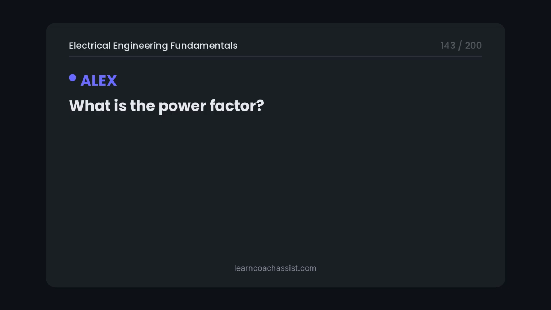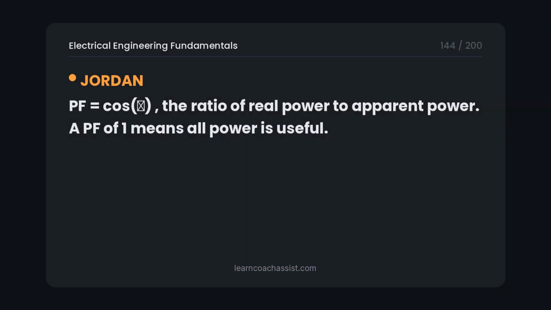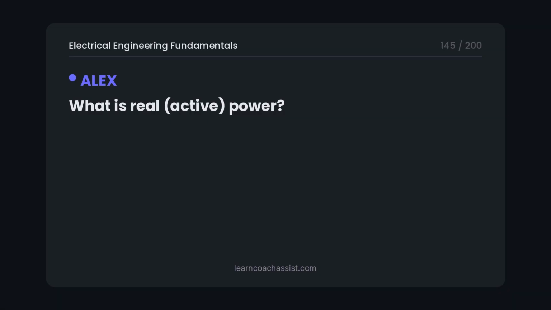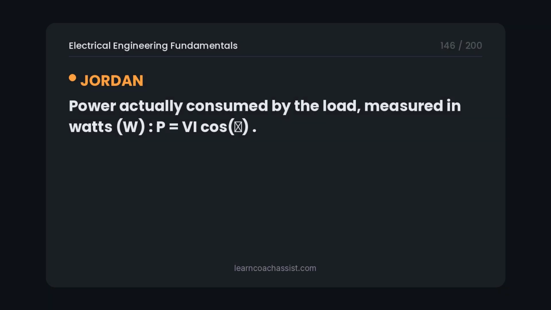More secondary turns means higher output voltage. What is the power factor? PF equals cos theta, the ratio of real power to apparent power. A PF of 1 means all power is useful. What is real, active, power? Power actually consumed by the load, measured in watts, W, P equals VI cos theta.